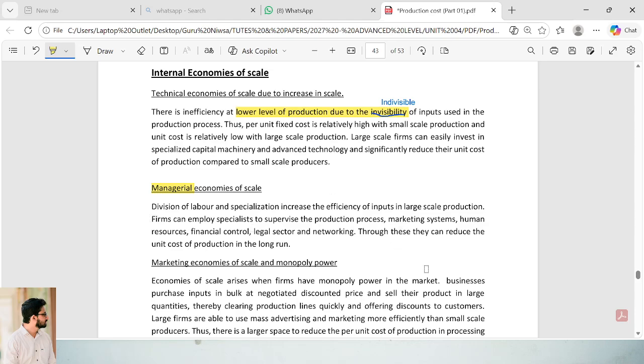You can read this as well. Financial example to the marketing system, production process. Firms can employ specialists: human resource, financial control, legal sector, and networking. Legal sector is also good. There you can reduce the unit cost of production. It's called managerial economies of scale.